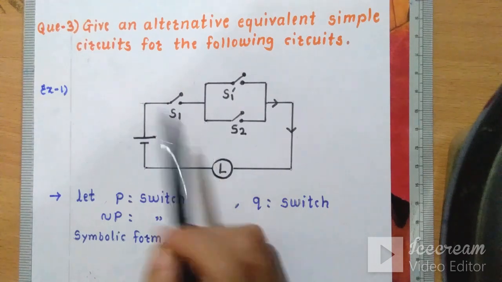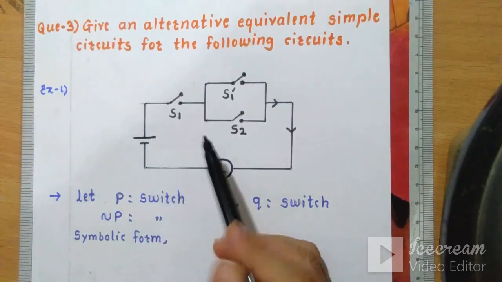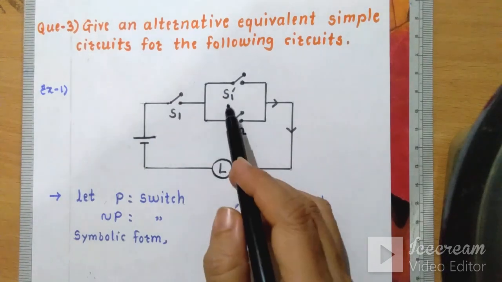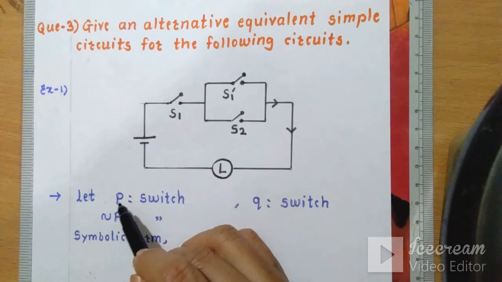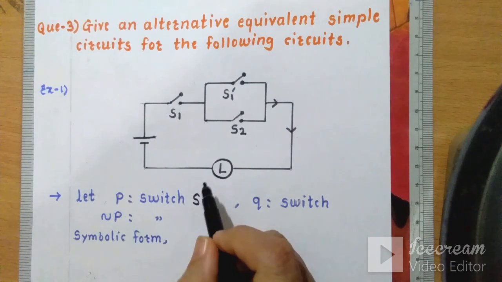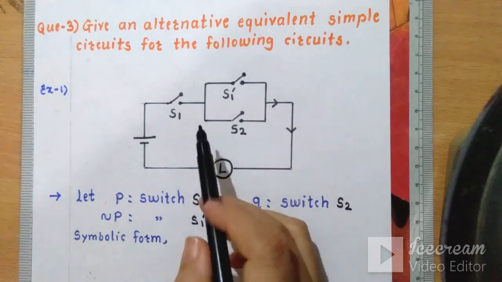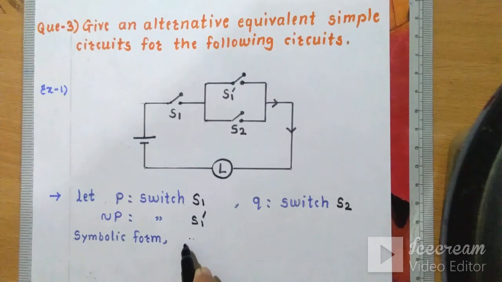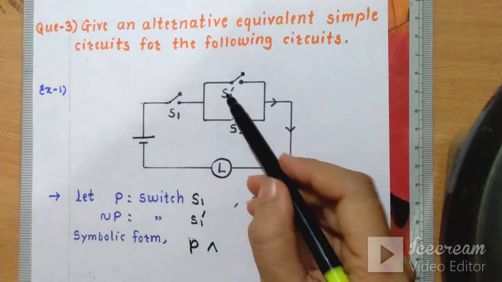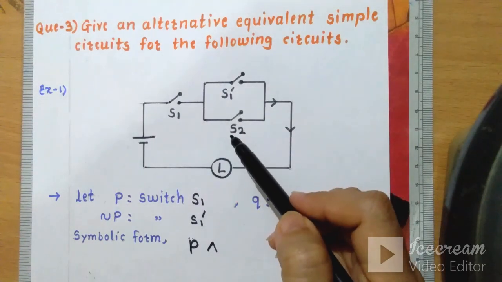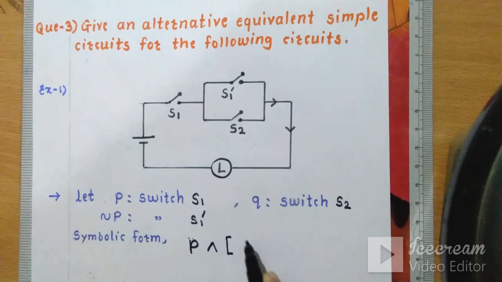Now first circuit for question 3 is this. First we will write symbolic form. Now first we will associate statement letters. So P means switch S1, now Q means switch S2, and negation P means switch S1 dash. And so symbolic form, first S1 means P, then in series, so write down conjunction, and we can observe there are two switches in parallel. So we will write this bracket, S1 dash means negation P and parallel, so disjunction, S2 means Q. This is the symbolic form.